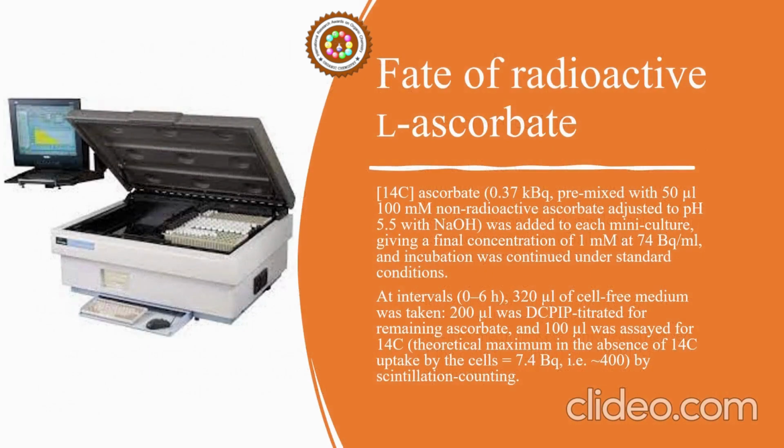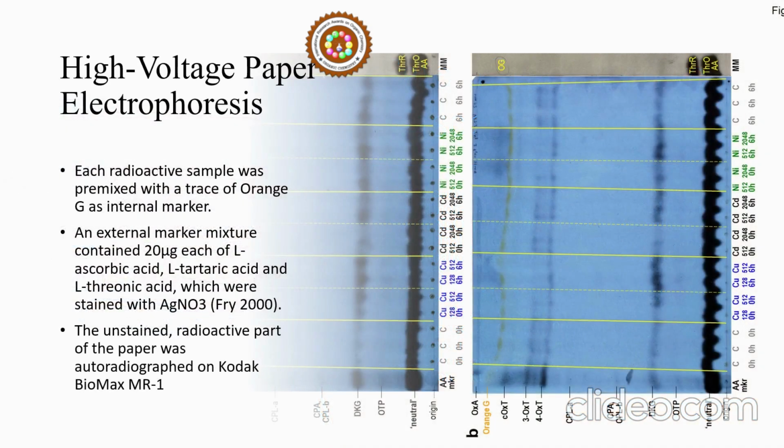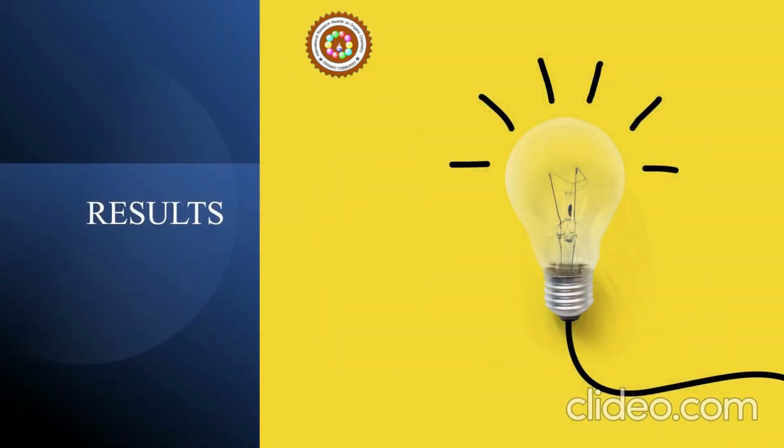And then we also used radioactive ascorbate, and the radioactive ascorbate was determined qualitatively as well as quantitatively. Quantitative determination was carried out by scintillation counting, while qualitative determination of all the metabolites of ascorbate catabolism was carried out by high-voltage paper electrophoresis. And some very astonishing results we have received from this current experiment.